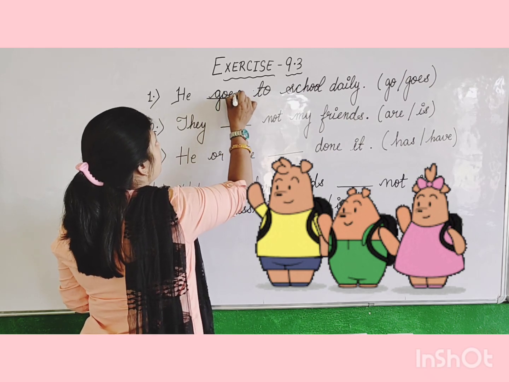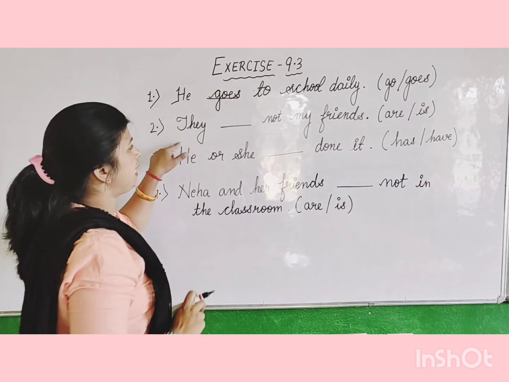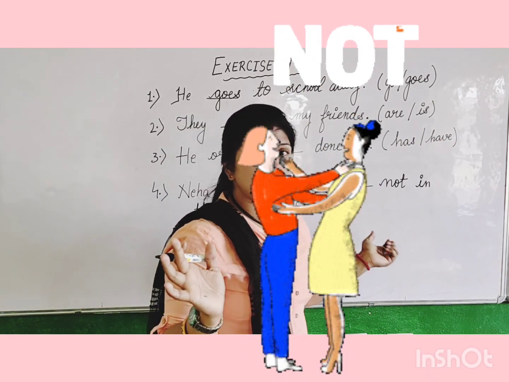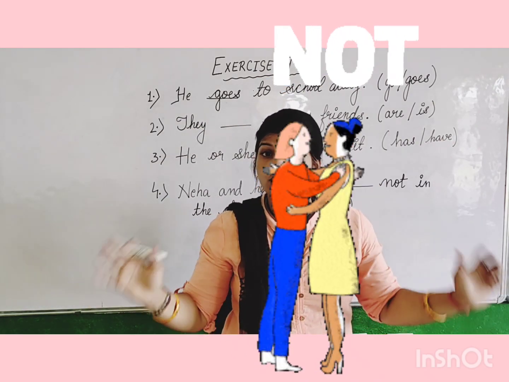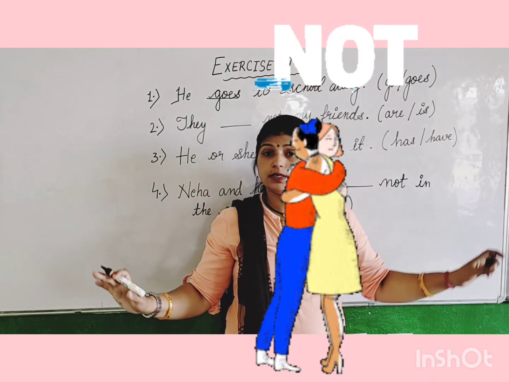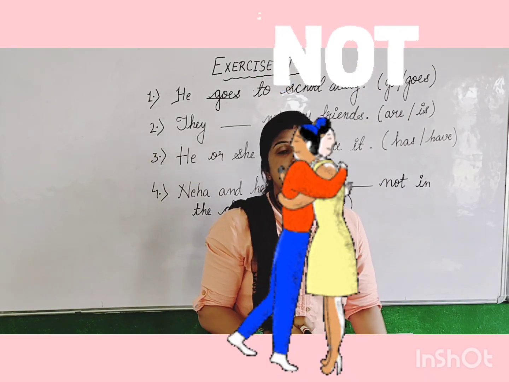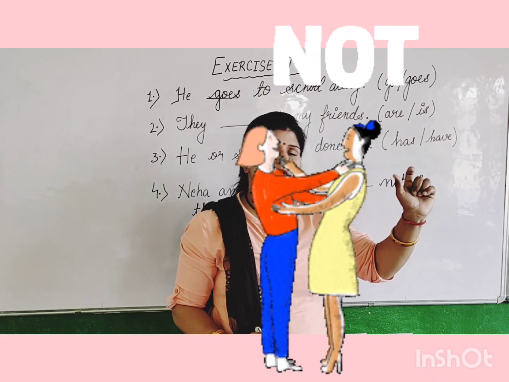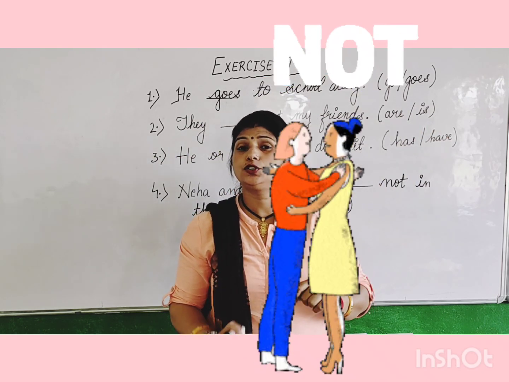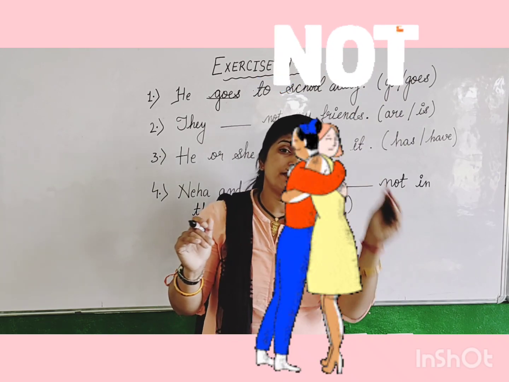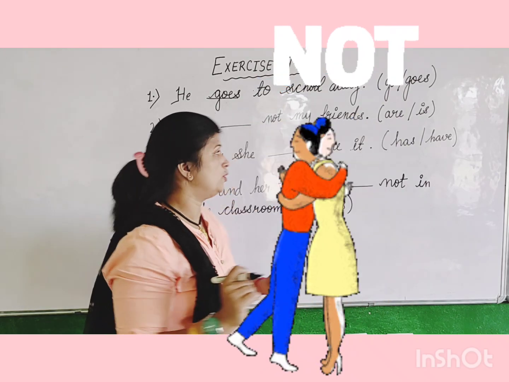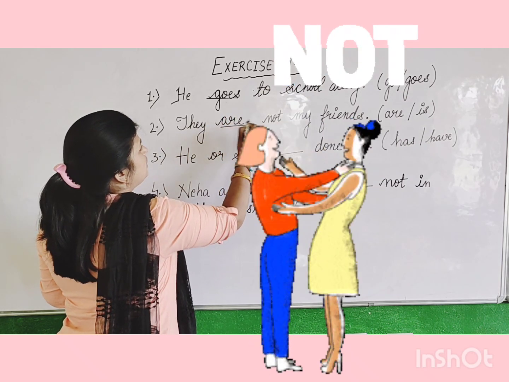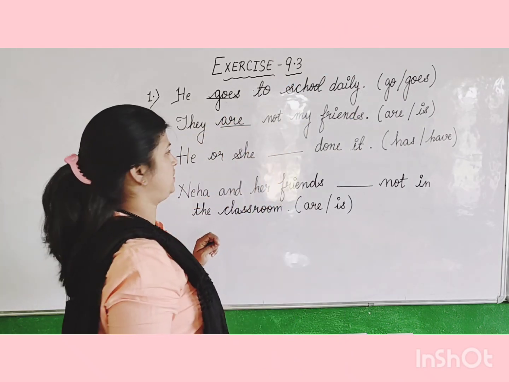Okay. Now see the second one. They dash not my friends. They. That means we are talking about the plural subject. Many persons are there. So this time we will use are or is. Are is plural verb and is singular. So they is plural, so we will use plural verb also. So here what will come? They are. They are not my friends.